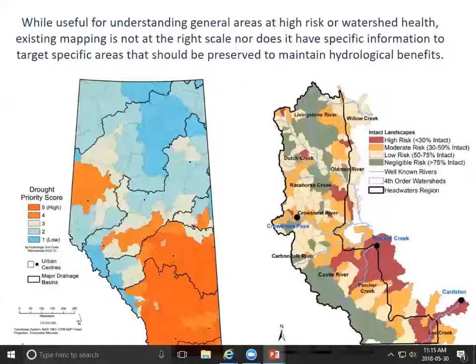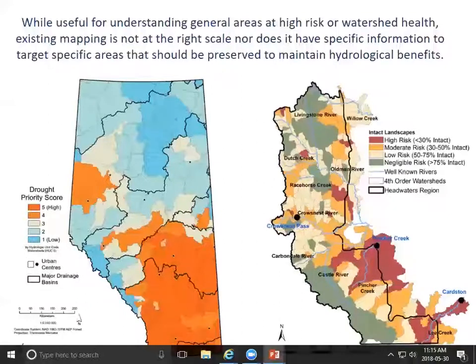So this kind of macro level mapping helps, for example, when municipalities or governments are looking at mitigation or investments on a very macro scale, but it doesn't help us down on the ground. Similarly, there's been efforts done in a lot of watersheds. This map on the right is an effort by the Oldman Watershed Council to look at the health of the watershed.